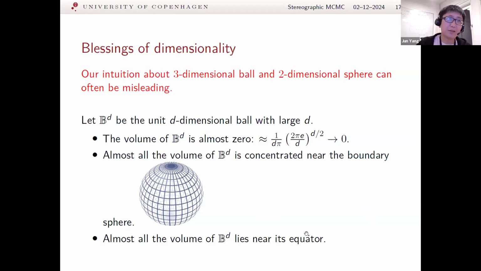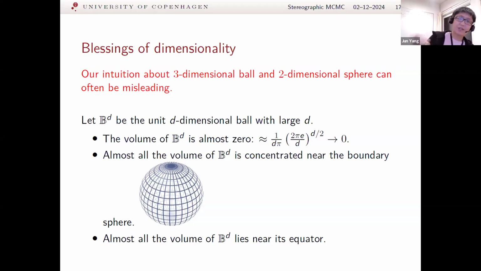The reason it is perhaps more surprising is that you can define the equator in many ways you like. For example, you can name any point on the sphere to be the North Pole, and name the point opposite to it the South Pole. Then you have an equator, basically all the points in the middle. But the fact is almost all the volume of this high dimensional ball lies at the equator, any equator defined however you like. So you can see this intuition about a high dimensional sphere or ball is very different.